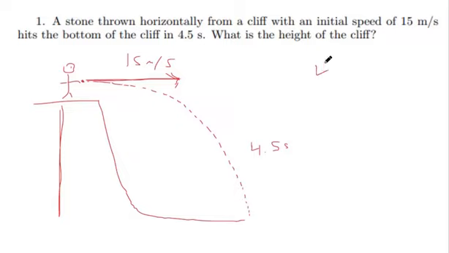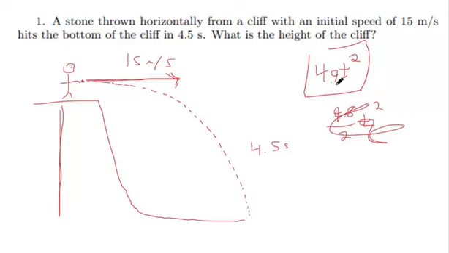It's negative 4.9 t squared, where 4.9 is the result of taking the acceleration due to gravity in meters per second squared and dividing it by 2. Okay, so that's where that 4.9 came from.